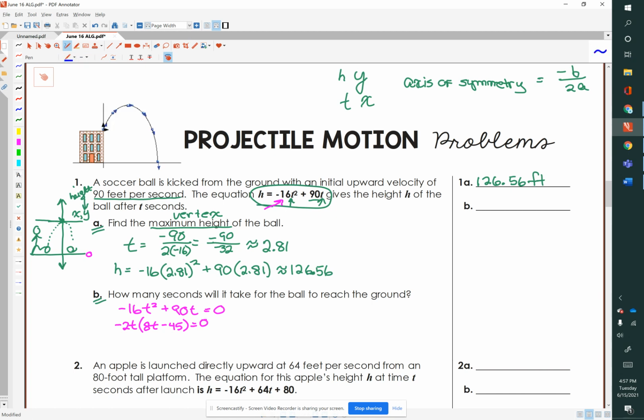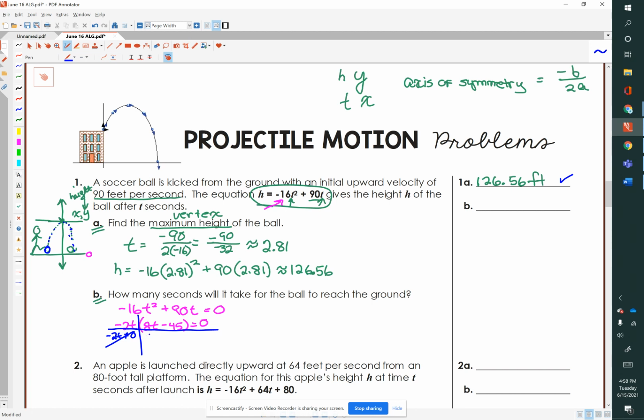Let's change our color so we can solve this. So negative 2t, when we evaluate that, is going to be 0, and so t cannot equal 0, because we cannot have this thing go from this point being kicked up into the air 126.56 feet and back down in 0 seconds. So that's a throwaway answer.